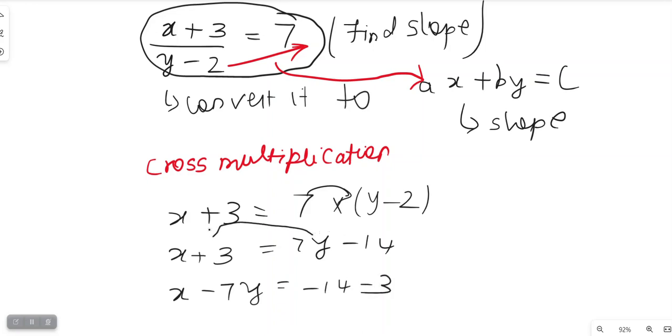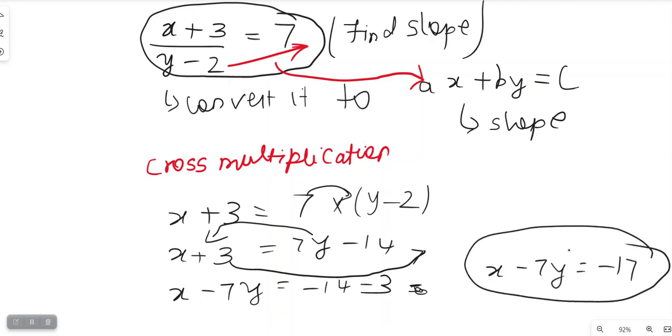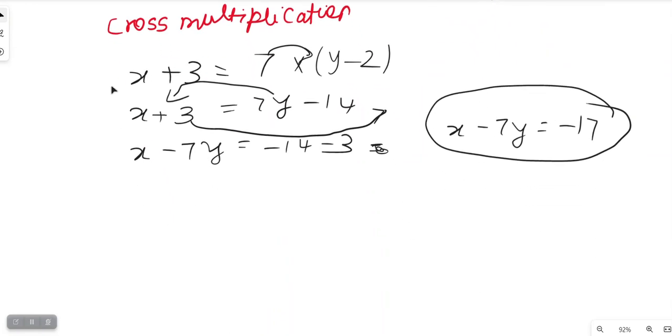Basically this 7y was brought to this side because I want all x and y's together, and this 3 was taken to the other side as minus because I want numbers together. So therefore I'm left with x minus 7y equals minus 17. So now I have brought it to the equation we want. From this it is very easy to find the slope.